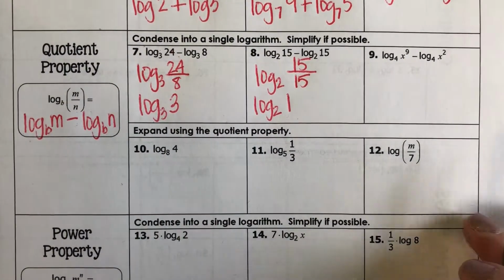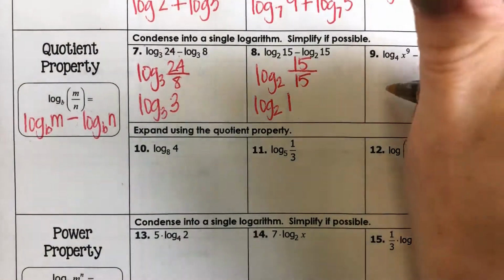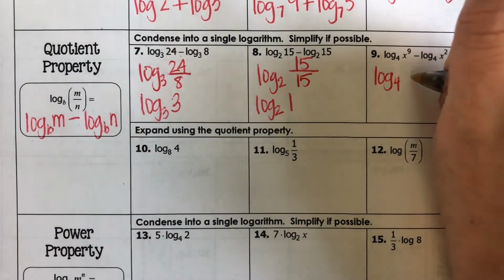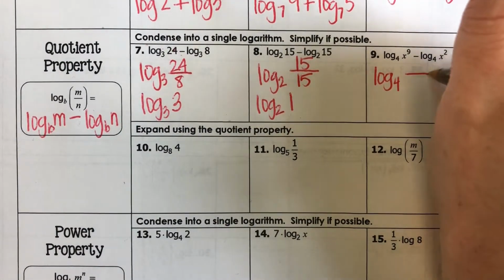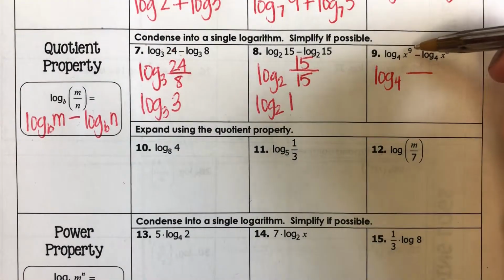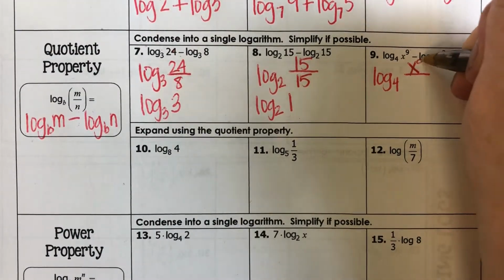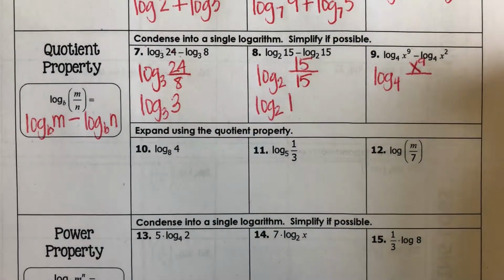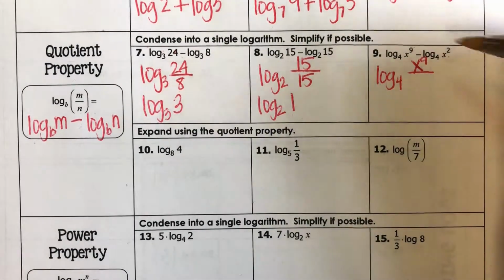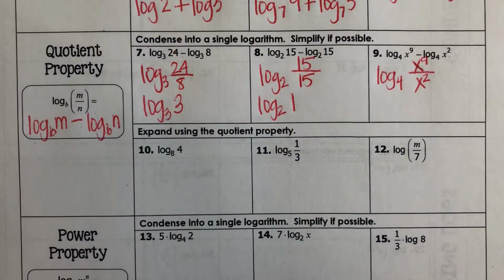All right. Then if I have an algebraic expression, my process does not change. It's going to stay the same. If I have log base 4 for both of them, there's a subtraction sign. I'm going to create a fraction bar. This x to the 9th follows a positive logarithm, so I'm going to put that in the numerator. And this x squared right here follows a negative logarithm, so that's going to go in the denominator.